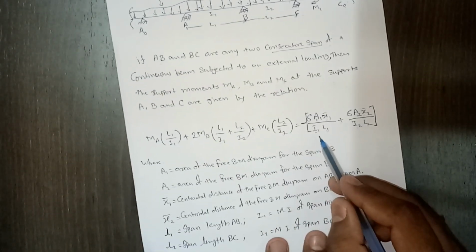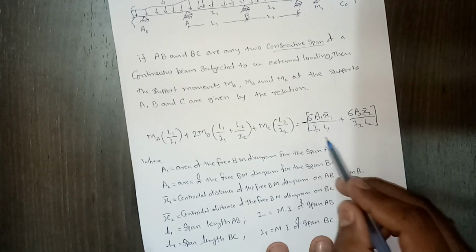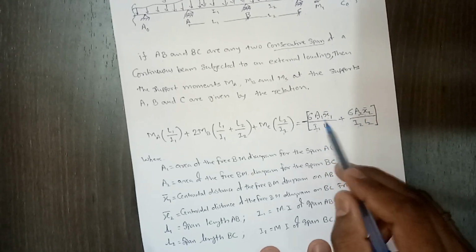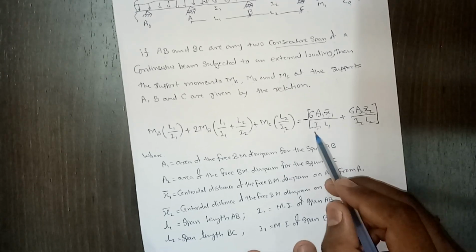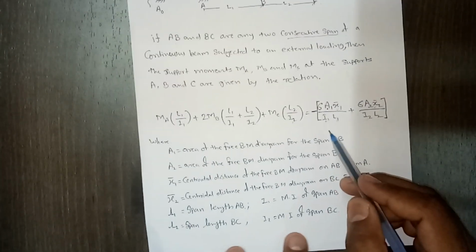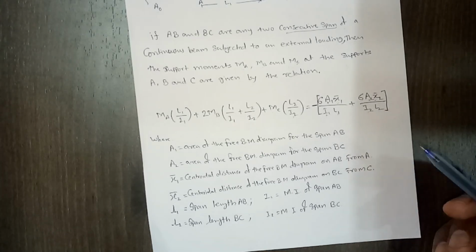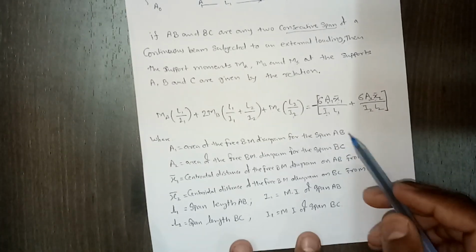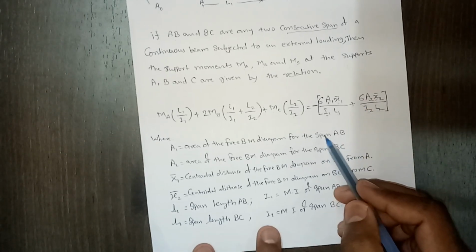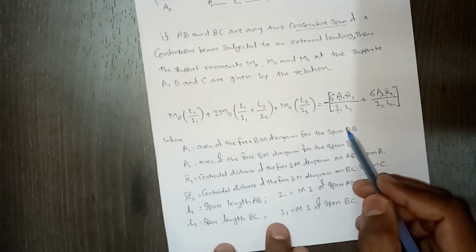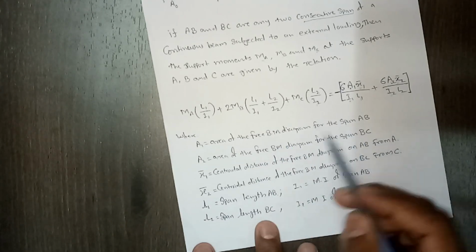Next, I and L we already discussed, so these are the only important points here. This x1 we are measuring from the A support, and x2 bar we are measuring from the right support. A1 and A2 are the areas of the bending moment diagram of the released beam, or the released bending moment diagram, as we call it.